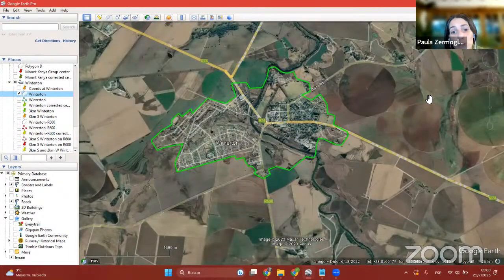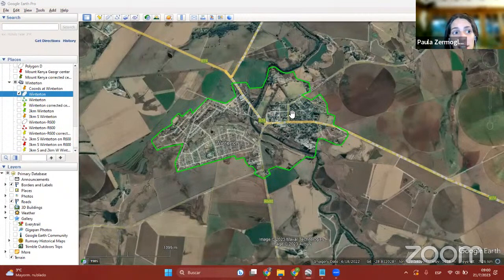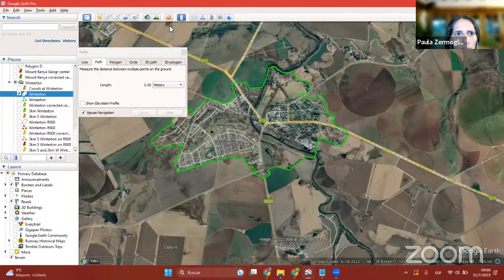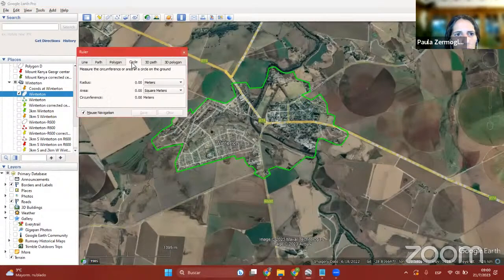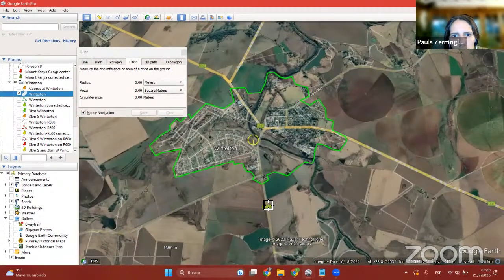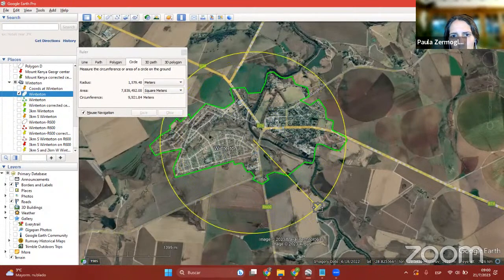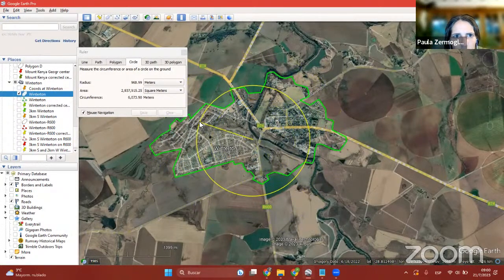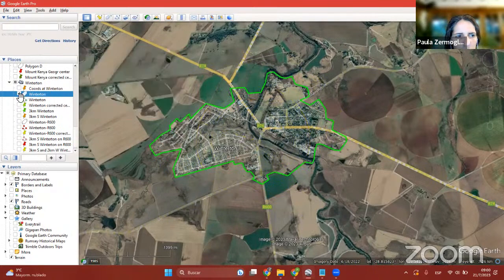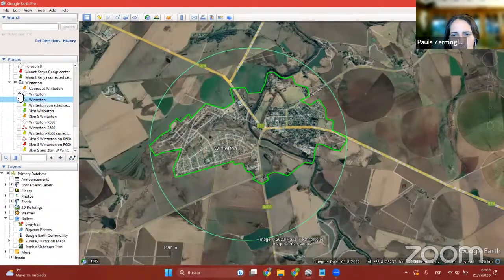And what we're going to do is try to find the corrected center for this polygon. So remember that you can center this polygon on the screen if it's easier for you to do, and then with the ruler here, we go to circle and draw a circle around this polygon until we get the minimum circle that includes all the town. I'm going to clear this because I already have a circle for Winterton.